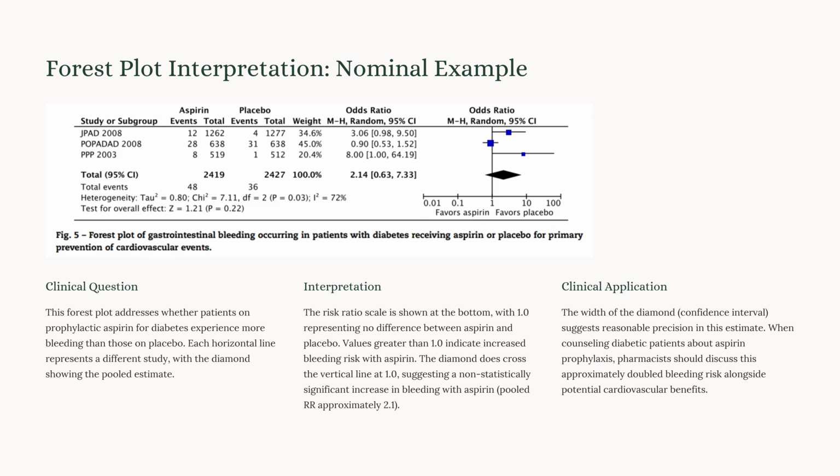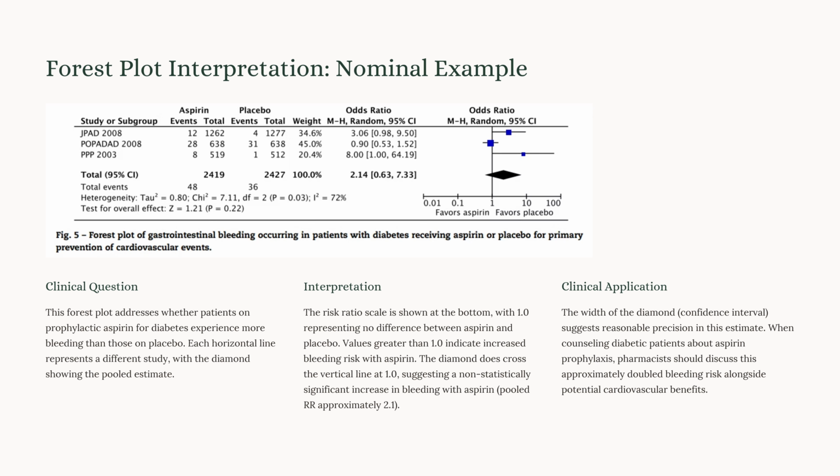In the first one, JPAD, the effect is probably the second smallest of the 3 studies, and it does cross 1. That tail touches the 1, meaning there's no statistically significant effect. You can see that in the odds ratio, 3.06, and the 95% confidence interval goes from 0.98 to 9.50. The second study, PAPADAD, has a bigger square, and you can tell that it has a larger, more robust estimate of the effect because the 95% confidence interval lines or the variance are very small. But that one's also statistically non-significant between aspirin and placebo, suggesting no increased bleeding from aspirin.